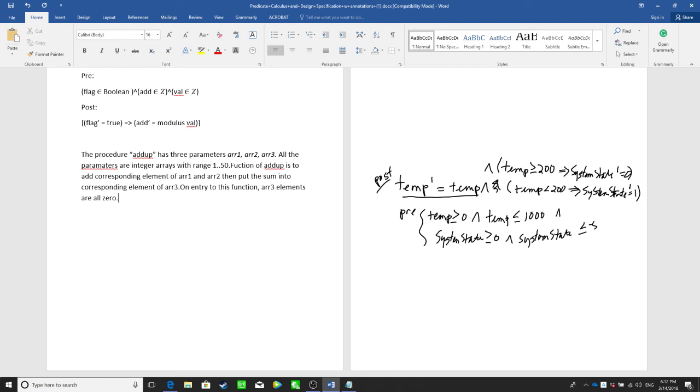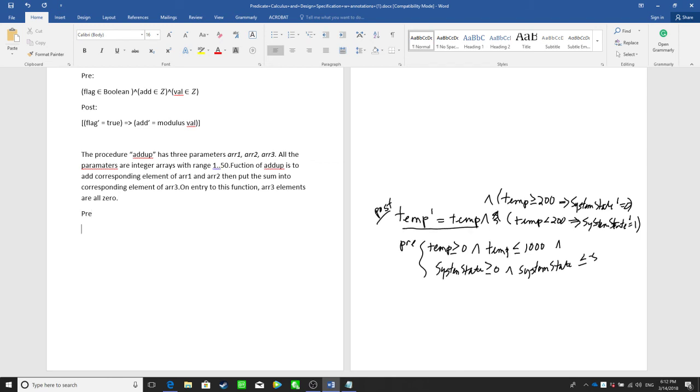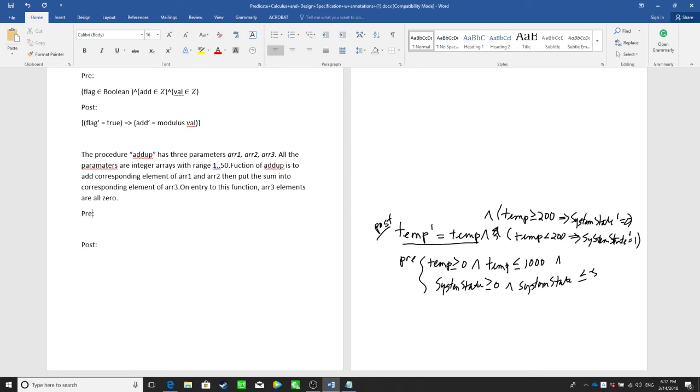Predicate. We use predicate, quantifier. This one is really tricky. This is the last fun one we will have today. I'll give you one more minute, think about it. Challenge yourself.